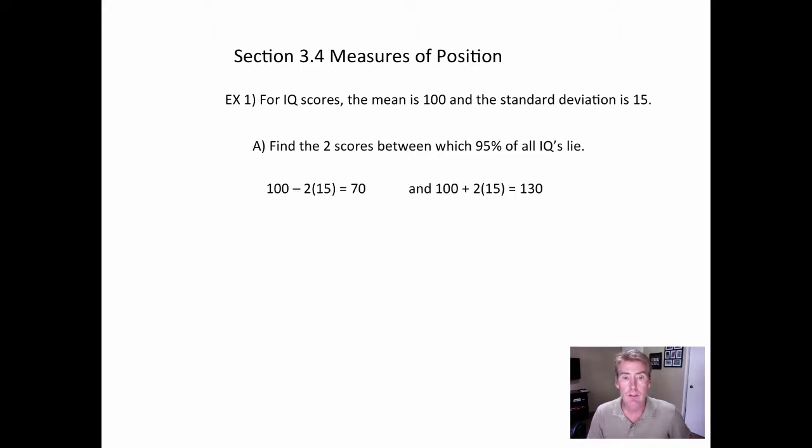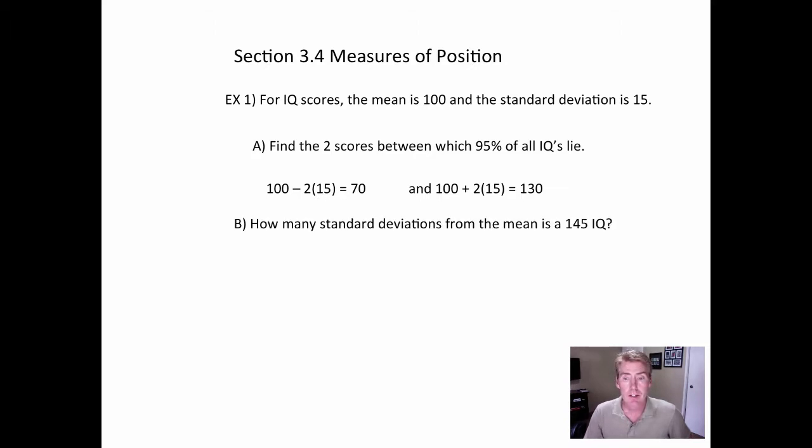So all I need to do is take the mean of 100, subtract two standard deviations, take the mean and add two standard deviations. So 95% of all IQ scores lie between 70 and 130. Well, that means there's a 5% chance of being outside of that range, 70 to 130. So if any score is above 130, that's considered unusual. And if any score is below 70, that's also considered unusual.